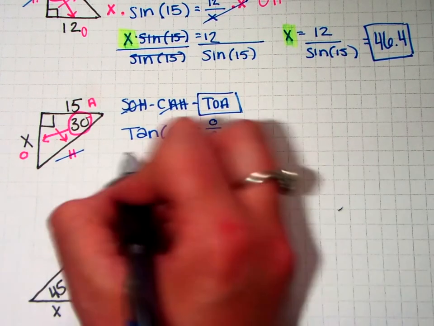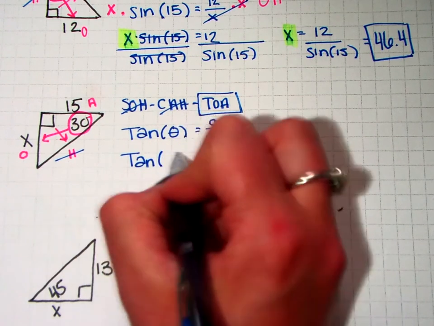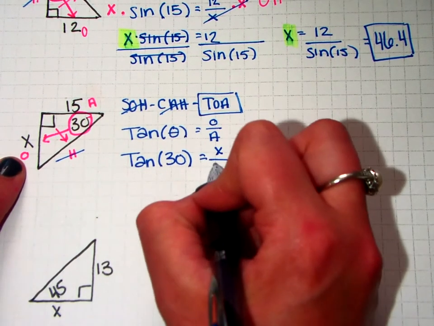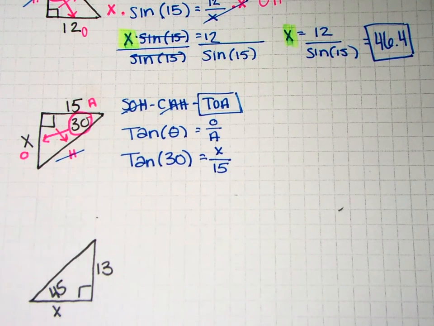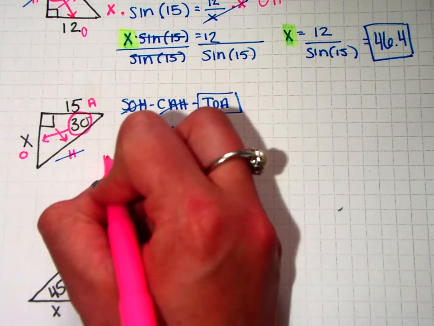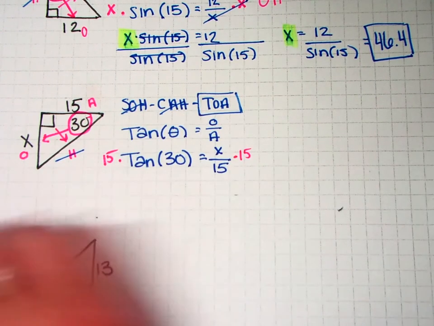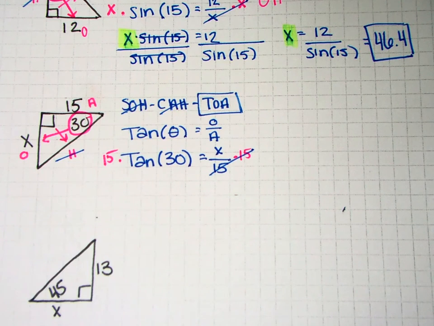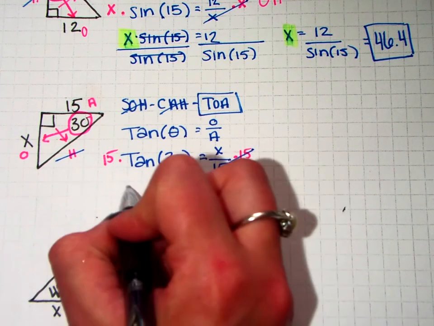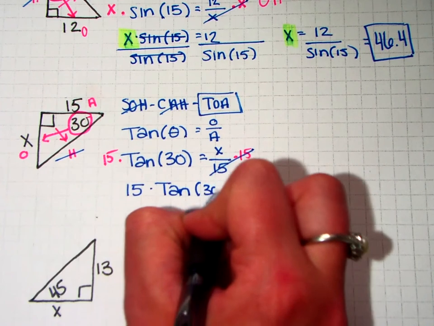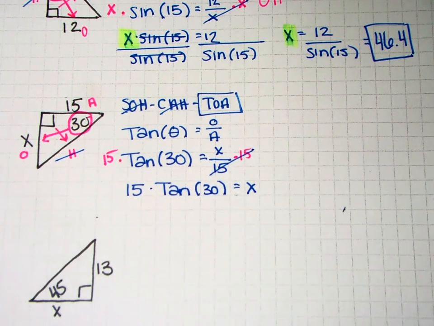And then I just substitute. Tangent of 30 equals opposite x over adjacent 15. And the pattern is never going to change. I'm still going to go ahead and multiply by the denominator. So times 15, times 15. I'm just moving it to the other side. I always multiply by the denominator every single time. So now I have 15 times tangent of 30 equals x.